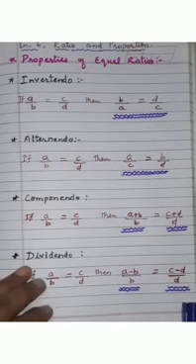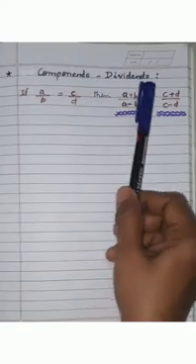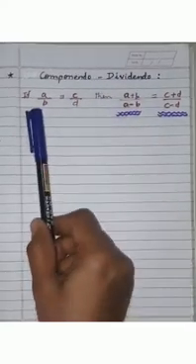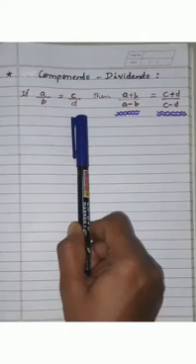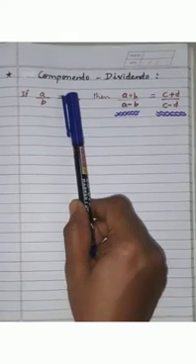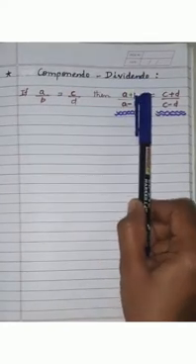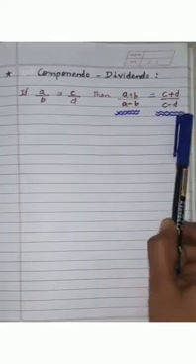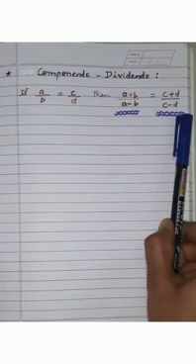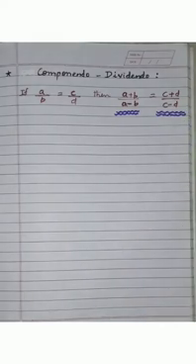Now the next property is componendo and dividendo. That is a combination of both componendo and dividendo. This property says that if a upon b is equal to c upon d, then by componendo and dividendo we can have a plus b upon a minus b is equal to c plus d upon c minus d. Okay, children. So all these 5 properties, please get to know them, so that it will be easier for you to solve practice set 4.3.